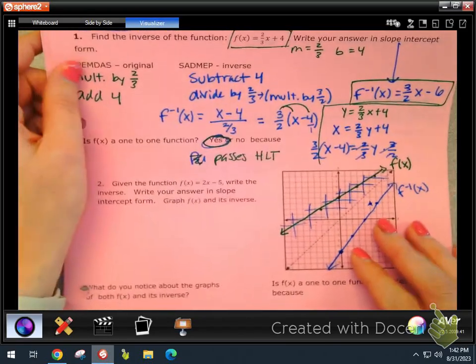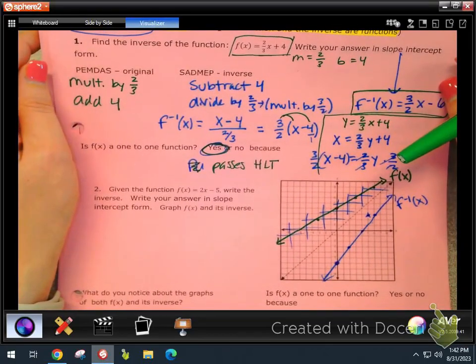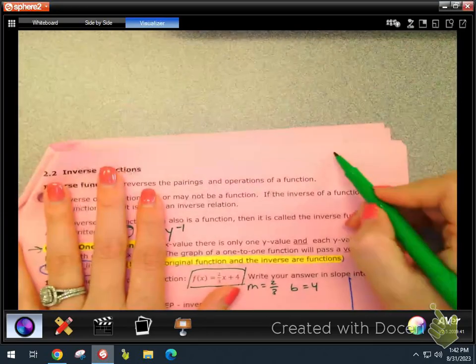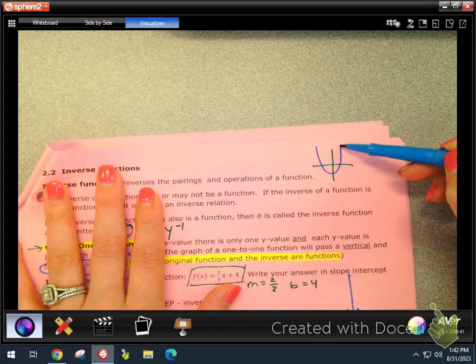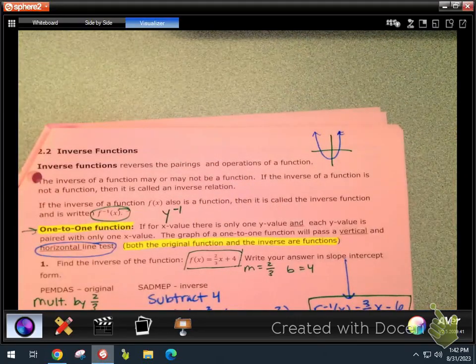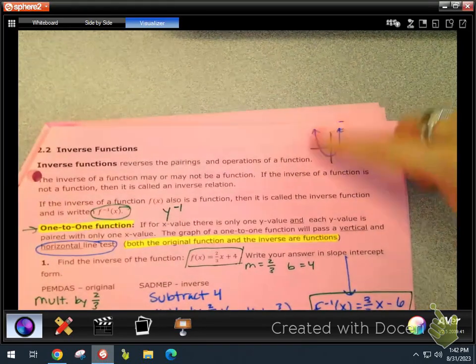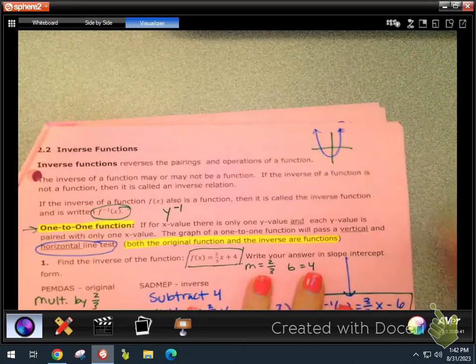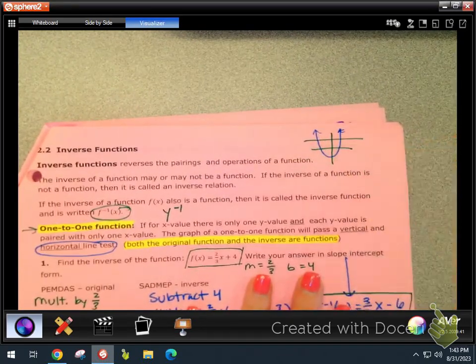Just for fun, so you can see a function that's not one-to-one. Okay, I'm going to move my paper for a second. This guy. Get ready because this guy is going to be a big part of your life in October. What function is that? It's a parabola. It's a quadratic. It's a function, right? Because it passes the vertical line test. But is it one-to-one? No, because it does not pass the horizontal line test.